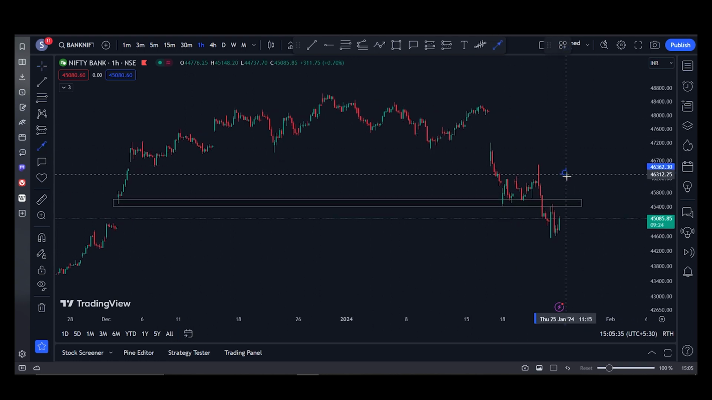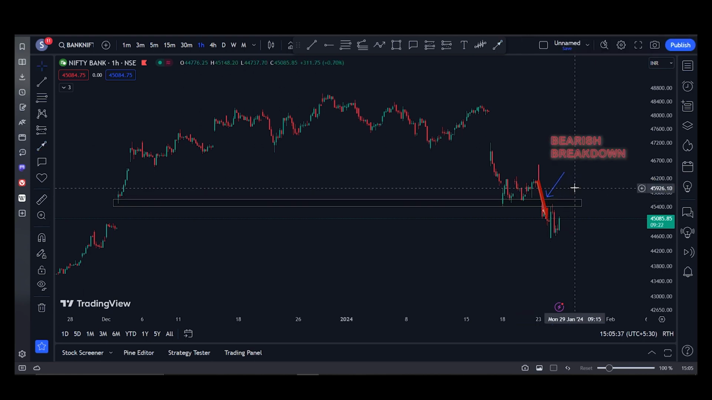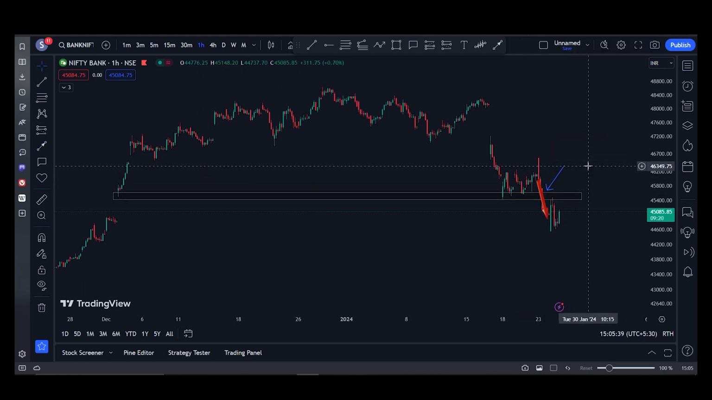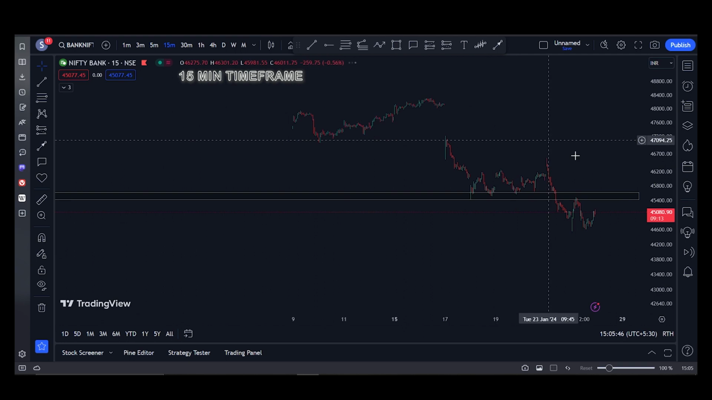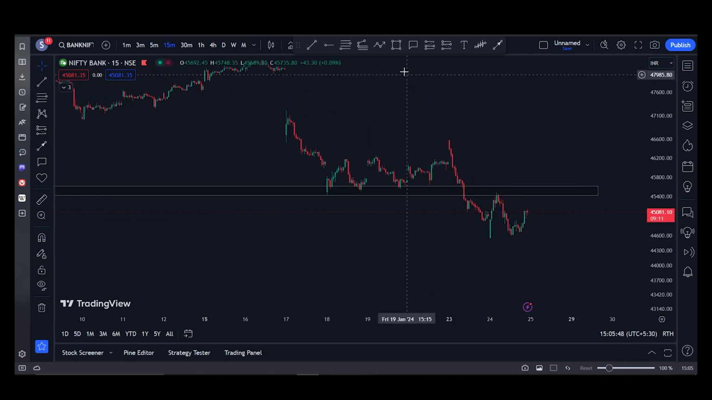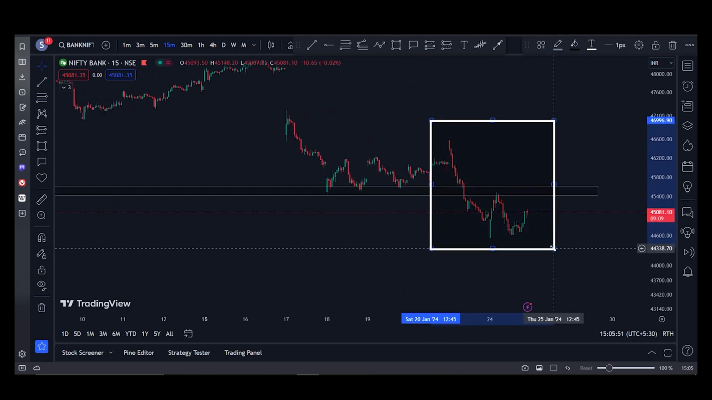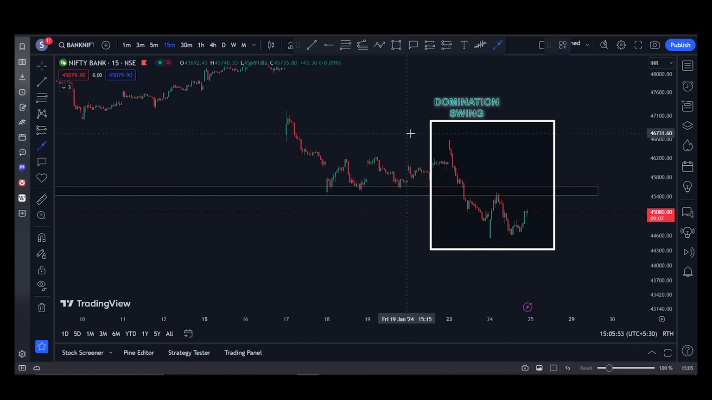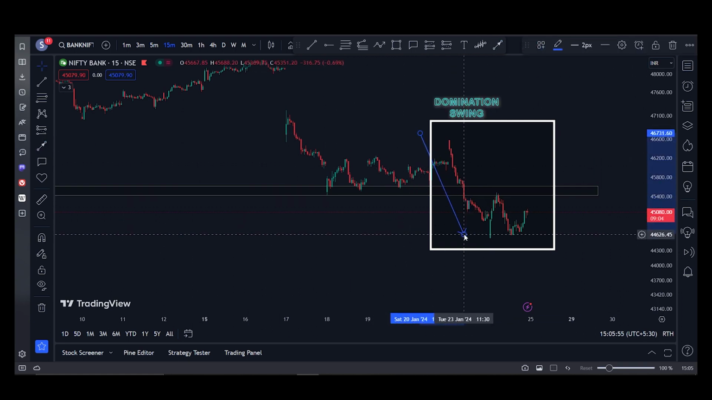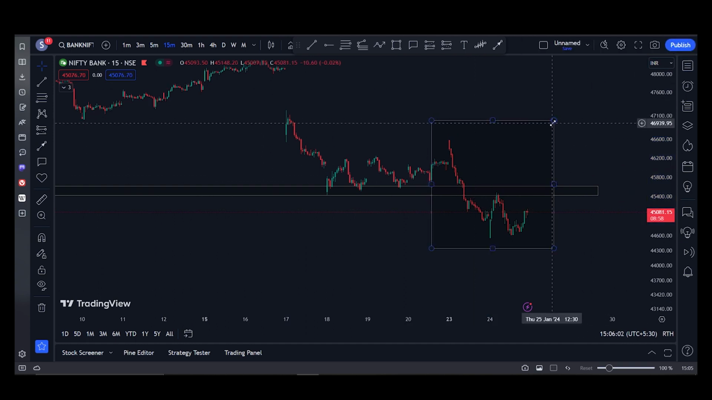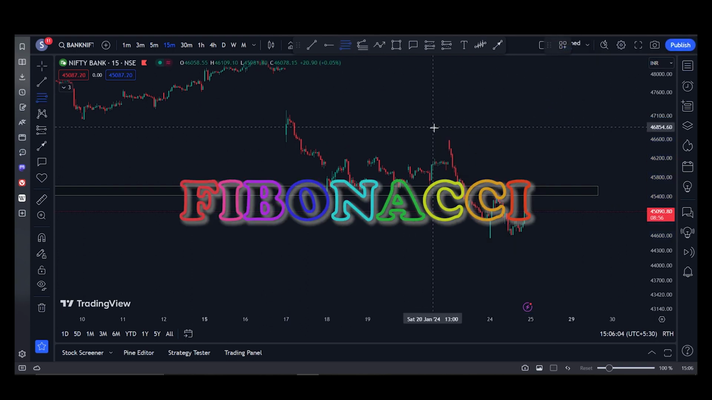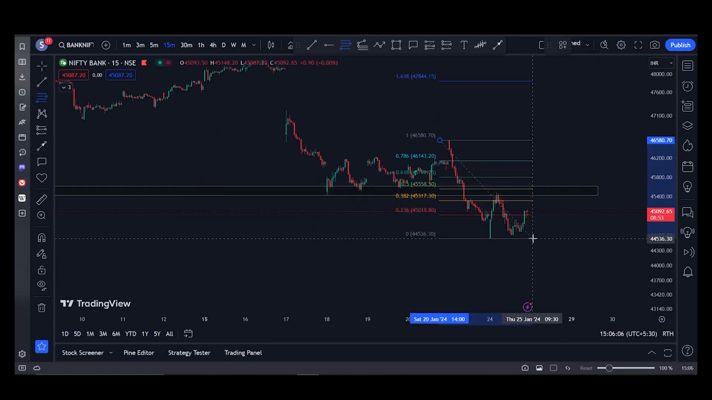Exactly at the 4th touch, the asset gave a brutal bearish breakdown. This bearish breakdown was a sort of confirmation for me to look for bearish setups. Now let's jump into the 15-minute time frame to look for more clues. In the 15 minute time frame, let's analyze this particular swing. I call it a domination swing, because the asset made it very clear, by showing brutal bearish momentum, that it is going to stay bearish in upcoming days. So let us apply Fibonacci from this swing high to this swing low.